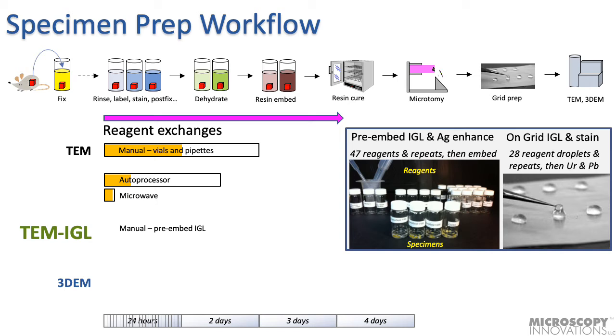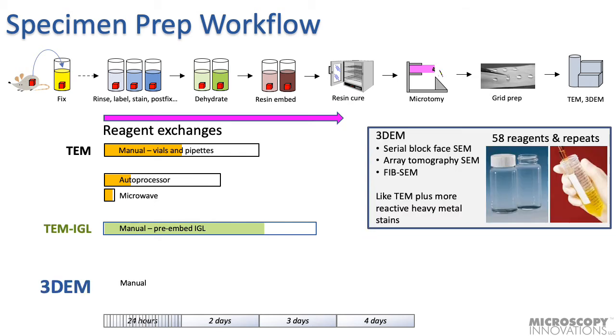It's easy to make mistakes, damage specimens or grids, and have inconsistent timing, which can decrease the power of the results. For simplicity, this bar only shows the time and then the effort for pre-embedding immunogold labeling, which takes days. In contrast, manual on-grid IGL also requires about a full working day to execute.